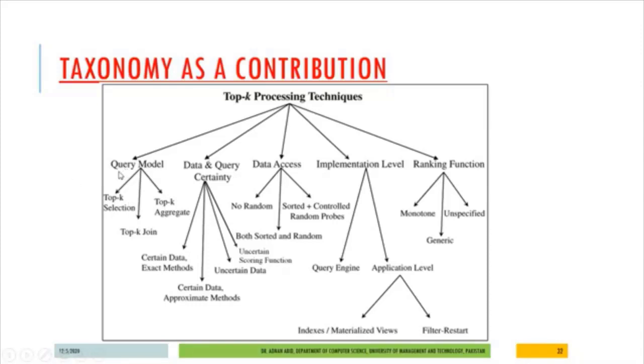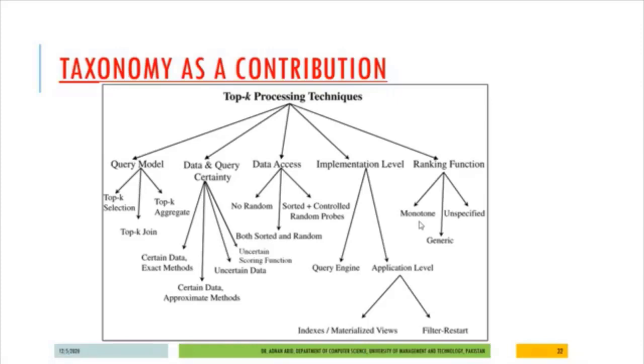So it says that a given approach maybe involves top K joins. In terms of data and query certainty, it has certain data and exact methods. It uses sorted and random access both. Implementation level is query engine level, and the ranking function is, say, monotonic. So this is how we can categorize a single primary study using this hierarchy.